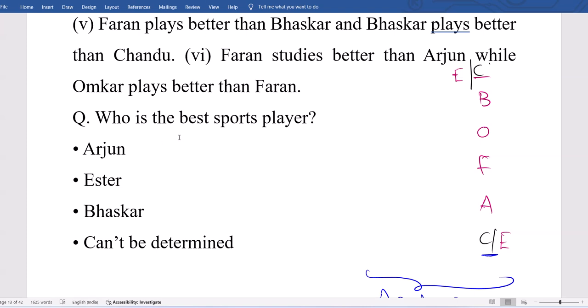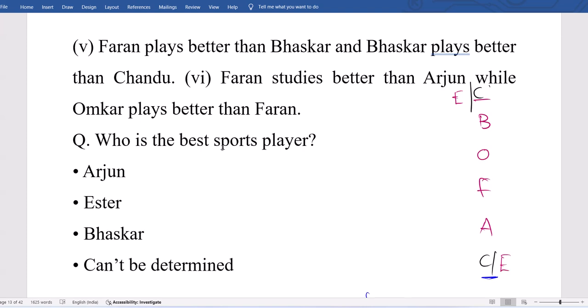Now focus on sports. As per sports, Farhan plays better than Bhaskar. Bhaskar plays better than Chandu. Omkar plays better than Farhan. Four slots are available directly with these data. Omkar plays better than Farhan. Farhan plays better than Bhaskar. Bhaskar better than Chandu. Then two more slots are to be fixed.